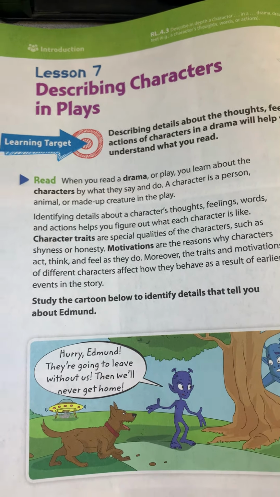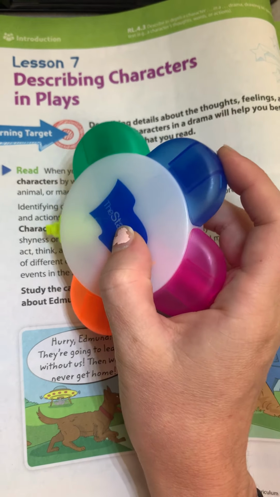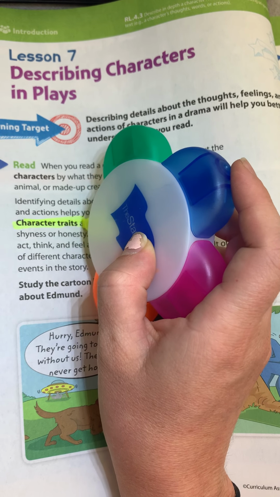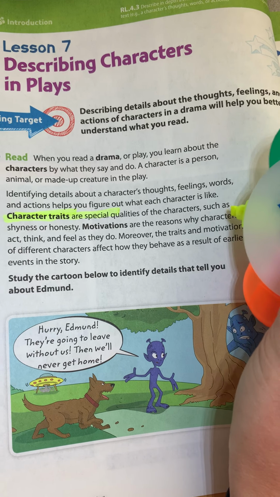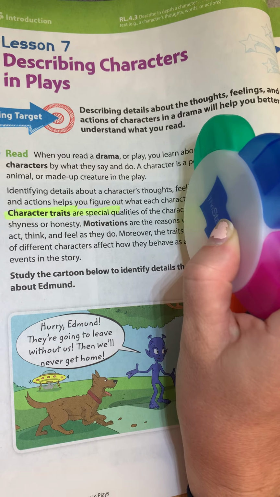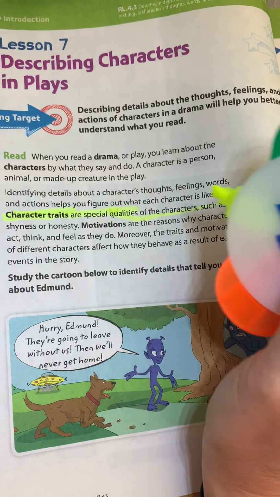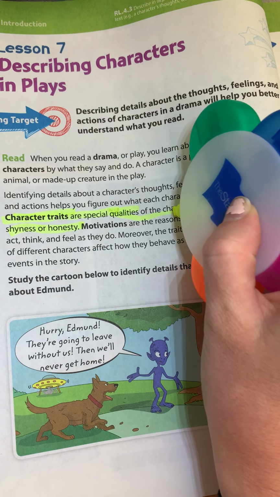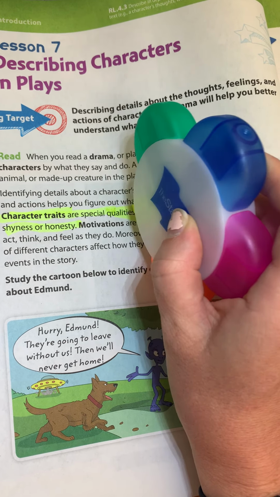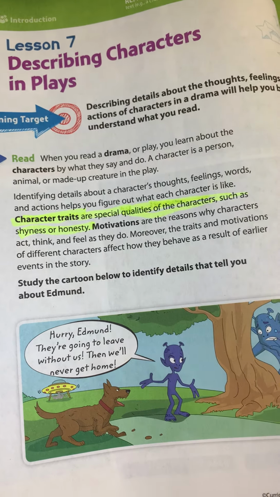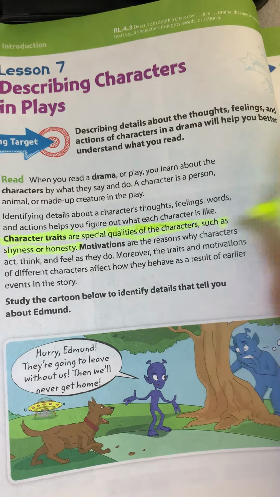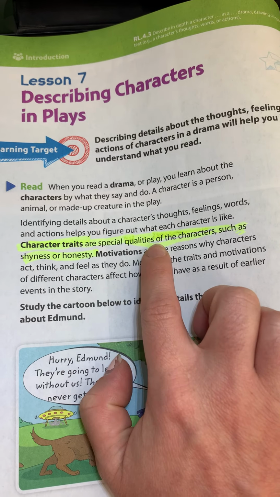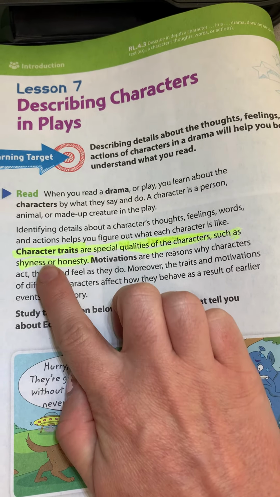I'm going to highlight that. I think that's really important. I'm doing this one-handed. Character traits, because we've been talking about character traits, and now we're putting it into words. So you're describing the character. Why are they shy? Why are they honest? Why did you put that? Character traits are special qualities of the character, such as shyness or honesty.